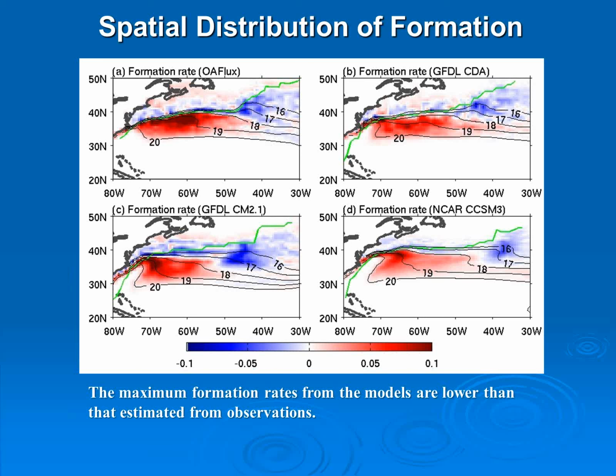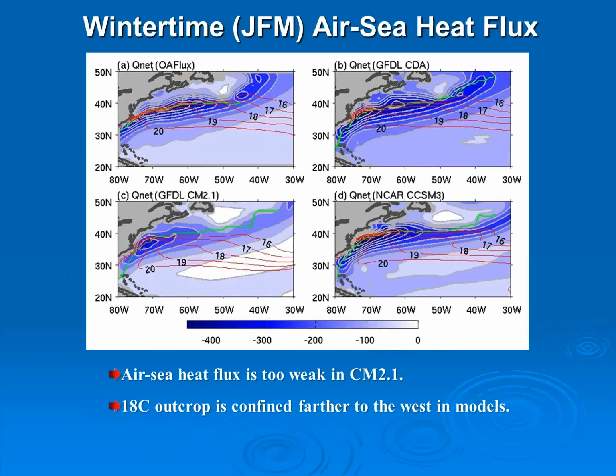On the figures, the lines are isotherms. You can see that the formation is related to the outcrop of the isotherm, which is at 2000 west. And the formation is closely related to the air-sea heat flux. So this shows you the wintertime mean air-sea heat flux from OAFlux and the three models. OAFlux is on the top left.